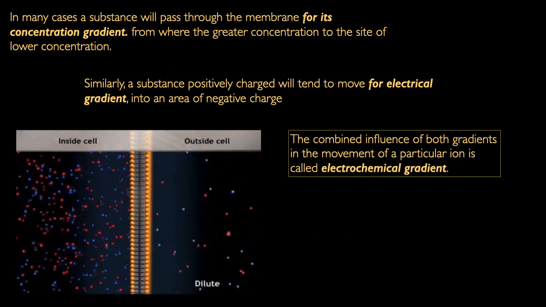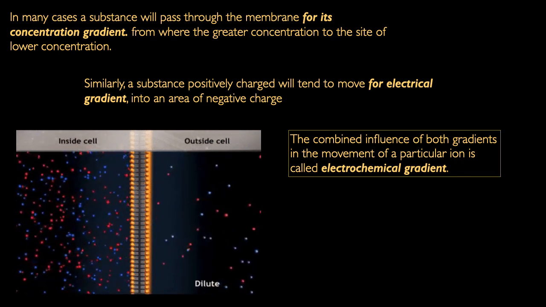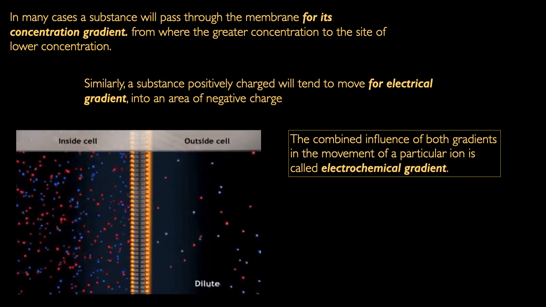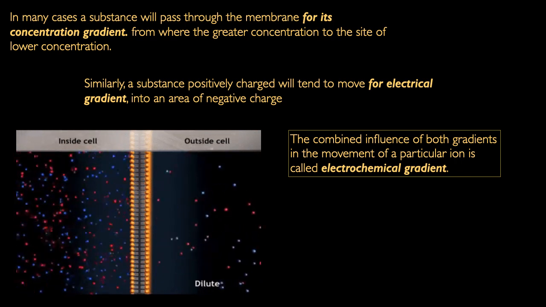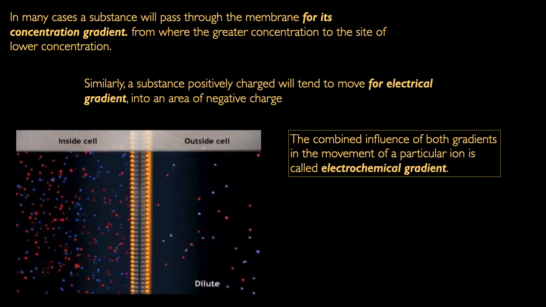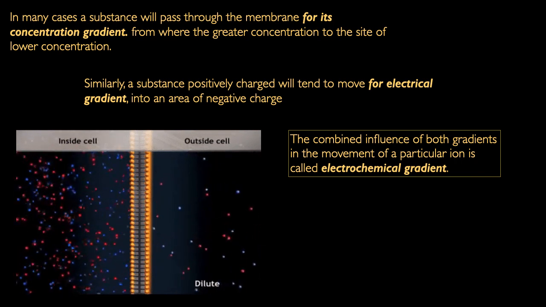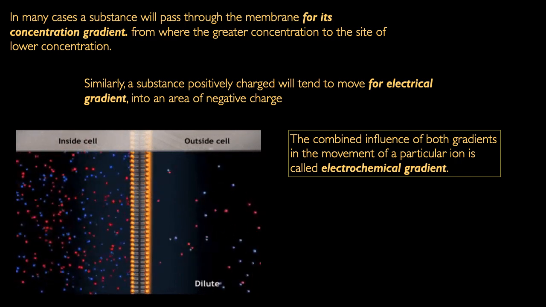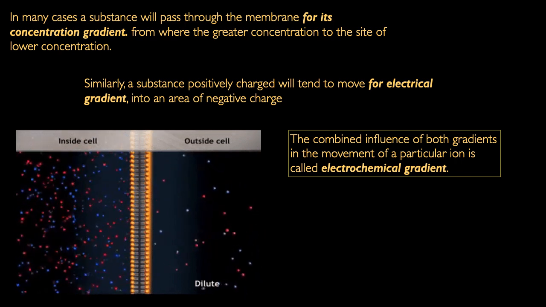So ions and molecules push to move where the concentration is lower, and electrically charged ions and molecules also push to move where the electrical charge is the opposite. Both gradients together create what we call a combined electrochemical gradient.